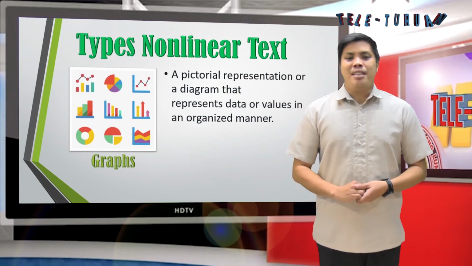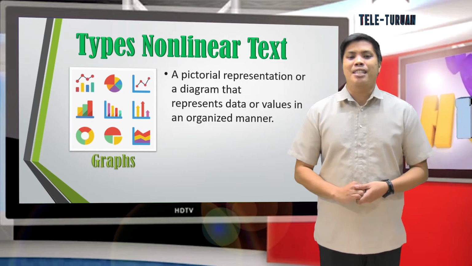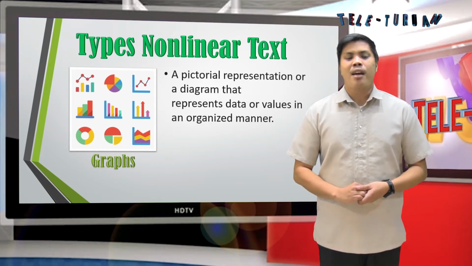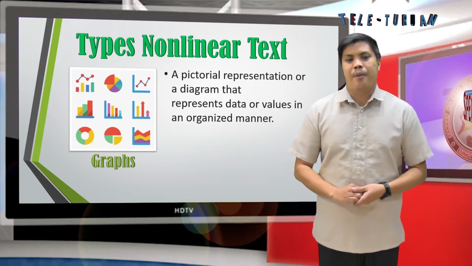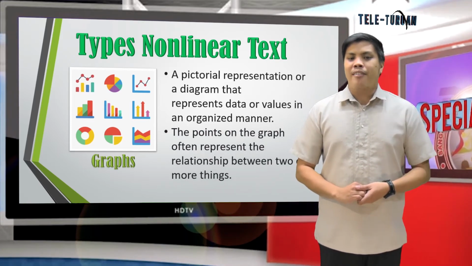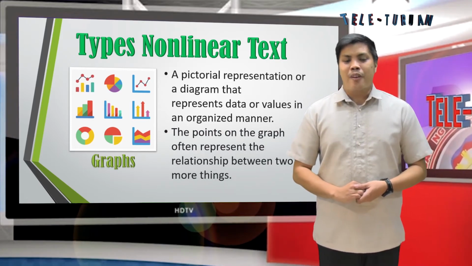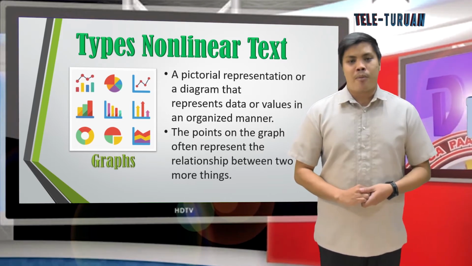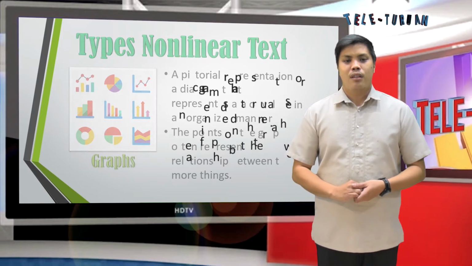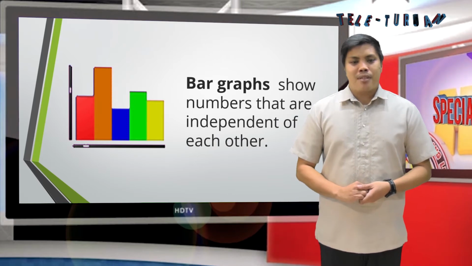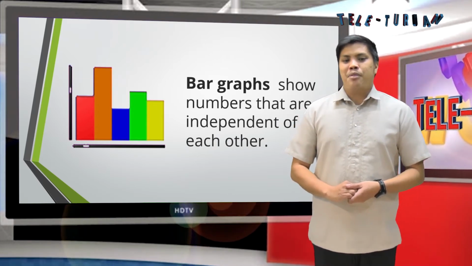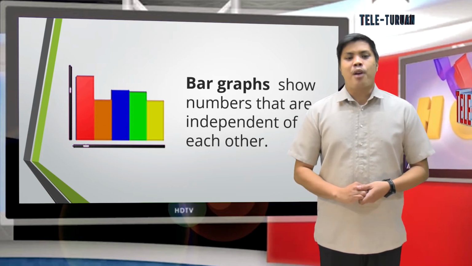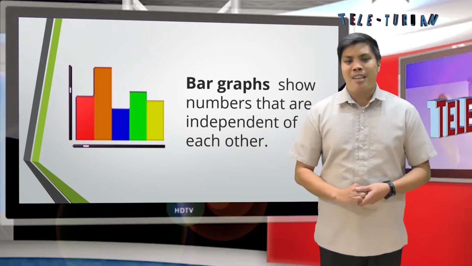A graph can be defined as a pictorial representation or a diagram that represents data or values in an organized manner. The points on the graphs often represent the relationship between two or more things. Graphs do have types. The first one is the bar graph. The bar graphs are used to show numbers that are independent of each other.